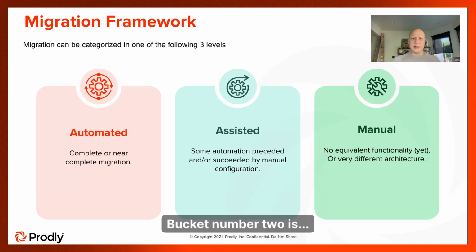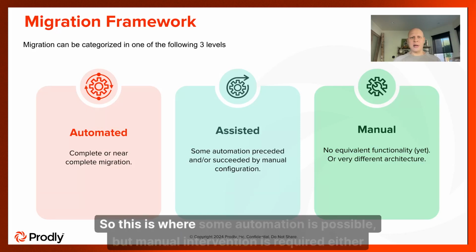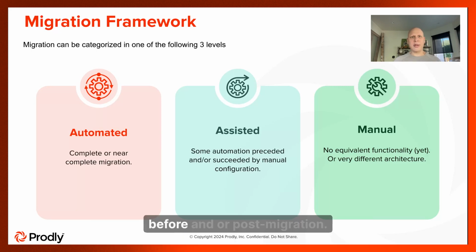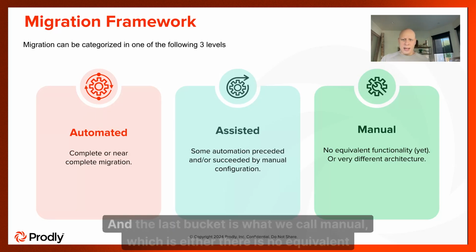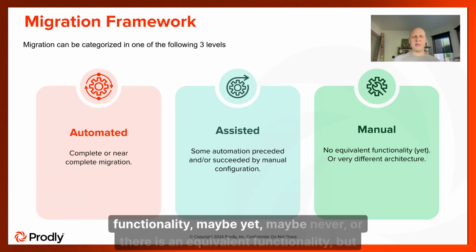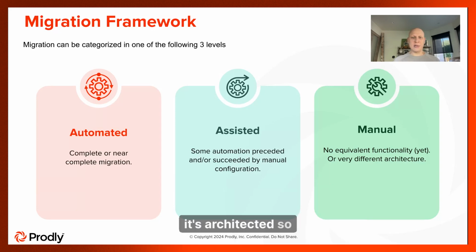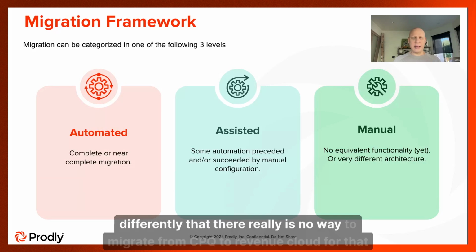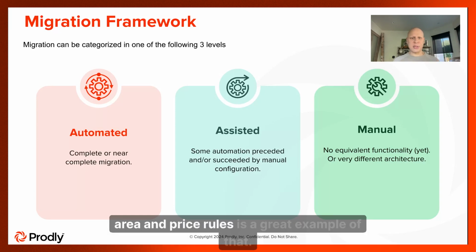Bucket number two is what we call assisted migration. So this is where some automation is possible, but manual intervention is required either before and/or post migration. And the last bucket is what we call manual, which is either there is no equivalent functionality, maybe yet, maybe never, or there is an equivalent functionality, but it's architected so differently that there really is no way to migrate from CPQ to Revenue Cloud for that area. And price rules is a great example of that.